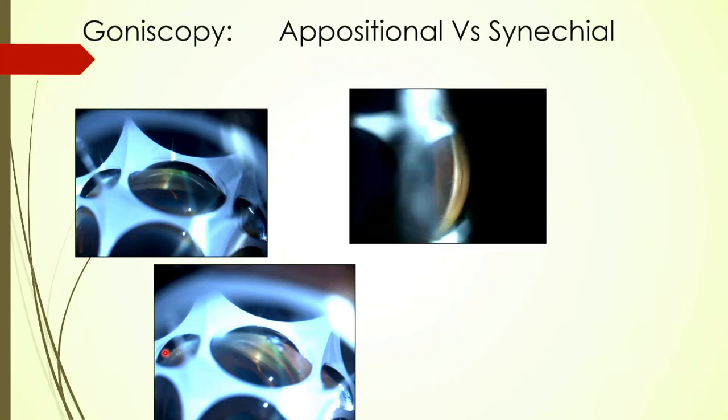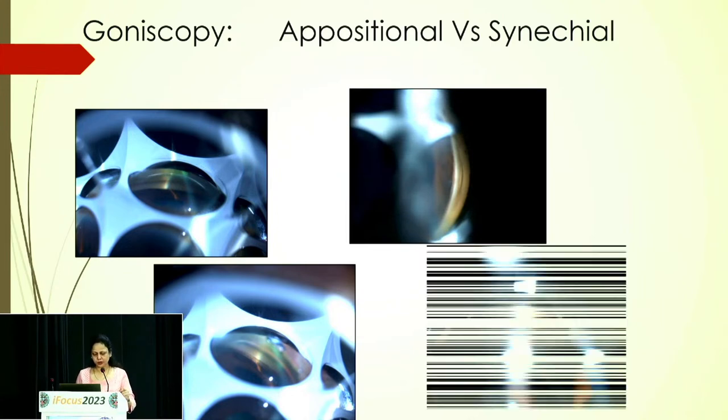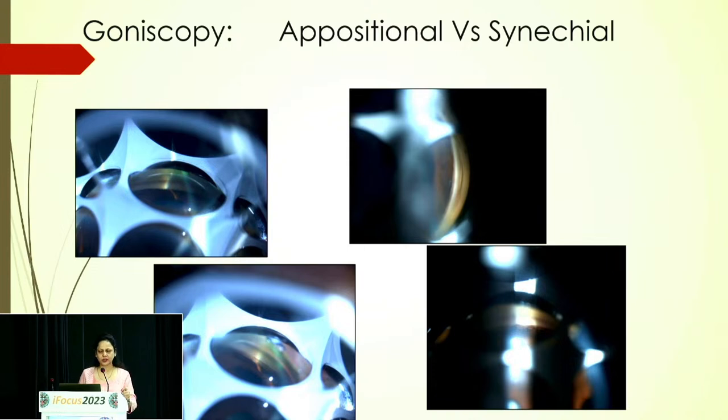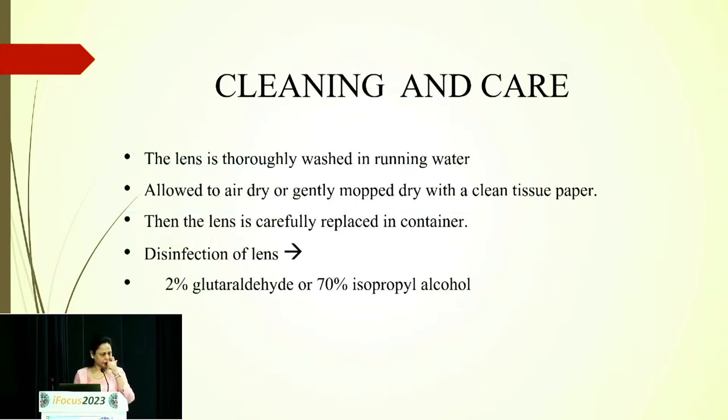Then again here, synechial, this is before the indentation, and even after indentation, you can see the gross synechiae are there. So this is how you differentiate whether your patient needs an immediate PI, or you can wait and watch for some time, or you need to intervene in some other way to just stop or halt the disease progression as well.